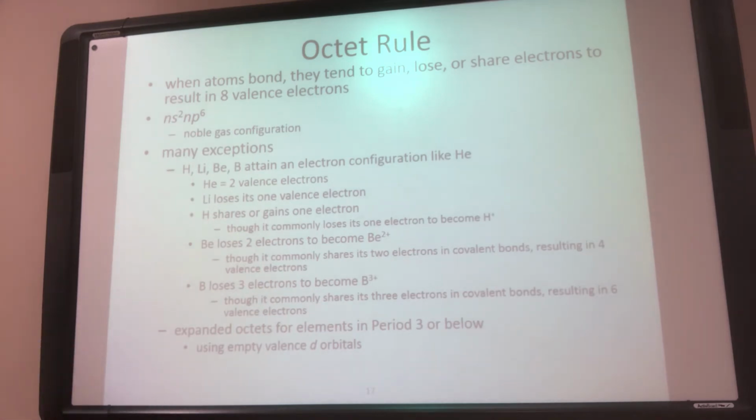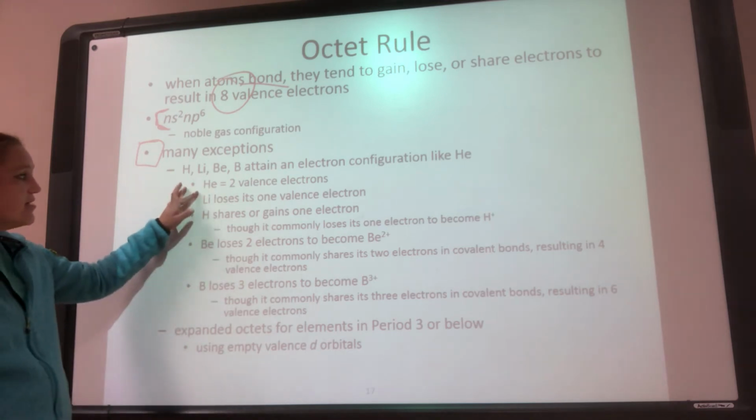And I know there's a lot on this slide. So when atoms bond, they want to gain, lose, or share to result in 8 valence electrons. 8 is our magic number. And remember I said that the reason we want 8 is because it's going to try to get that noble gas configuration, 2 electrons in the s and 6 in the p, because that's going to be my outside valence electrons, full outside shells, and that gives me my noble gas configuration. But there are some exceptions, and these are the ones you need to know, okay? So you need to know these exceptions.